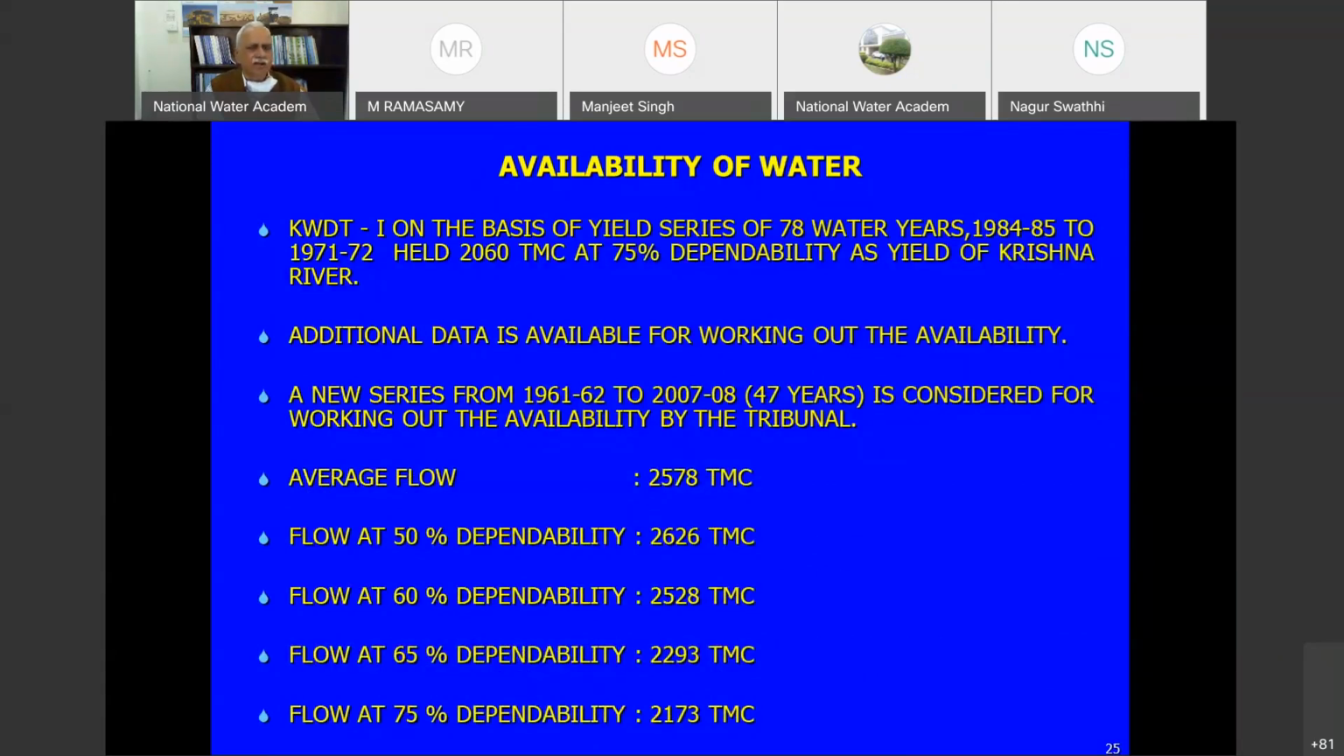So, availability of water issue has been dealt with. KWDT has permitted 2060 TMC at 75% dependability as yield of the Krishna River. After considering the additional utilizations undertaken, this tribunal analyzed 47 series from 1961-62 to 2007-2008 and worked out average flow of 2578 TMC, 50% dependable flow of 2626 TMC, 60% dependable flow of 2528 TMC, 65% dependable flow of 2293 TMC, and 75% dependable flow of 2070.